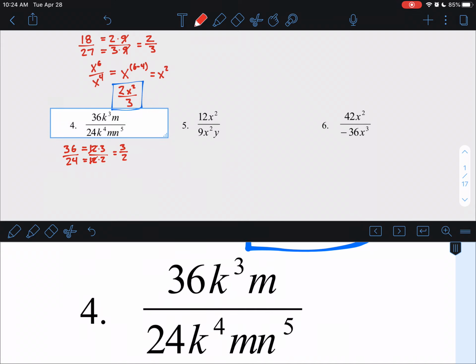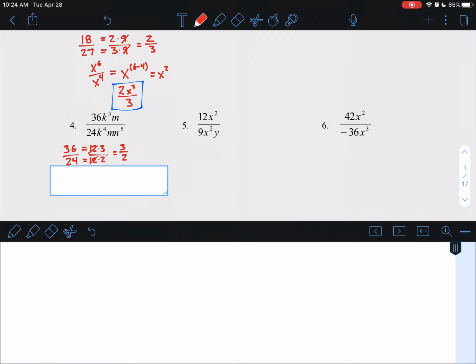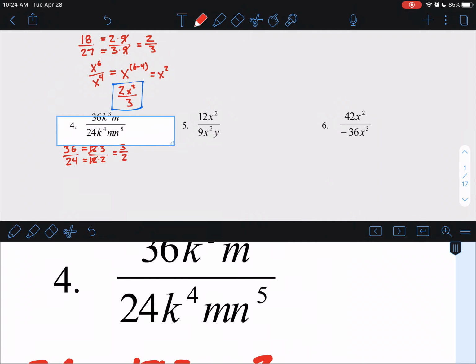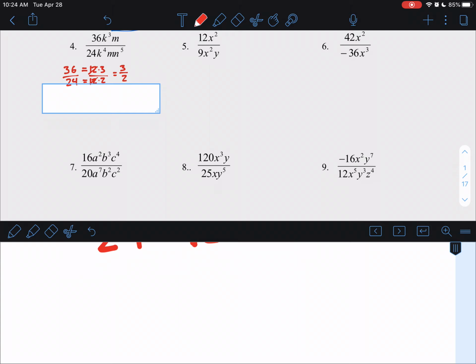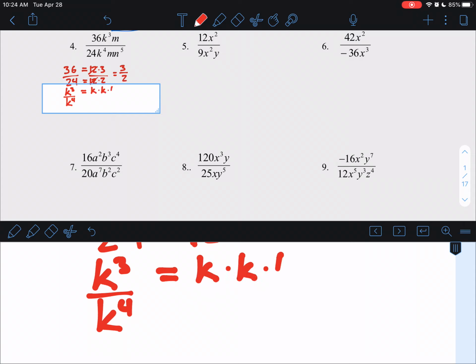Then I have k to the third over k to the fourth. And again, the other variables don't affect each other. So I don't need to worry about the m's, I don't need to worry about the n's, I'm just looking at the k's right now. So k to the third over k to the fourth. And I'm going to rewrite this the same way I wrote the one up top, where I have k to the third equals k times k times k.